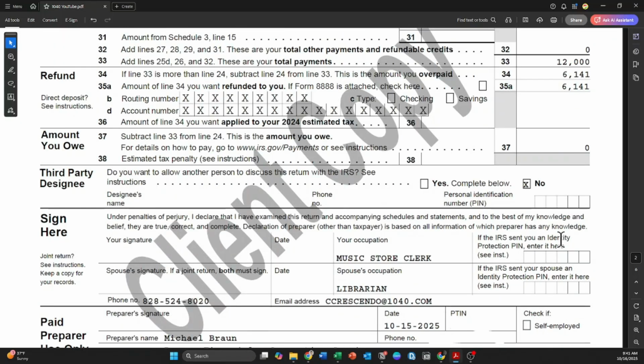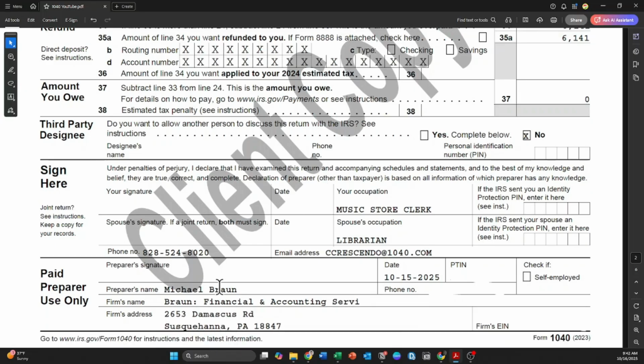This information down here, we can see what their occupations are: music store clerk and a librarian. And then obviously they would have to sign right here. In this case, I'm the preparer. Excuse me. I didn't select for this return to be discussed with me. I told them that they can deal with this one by themselves if there's any issues with the IRS. And then obviously the preparer's signature down here.